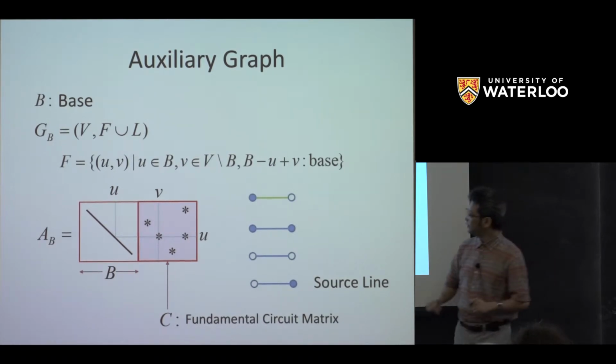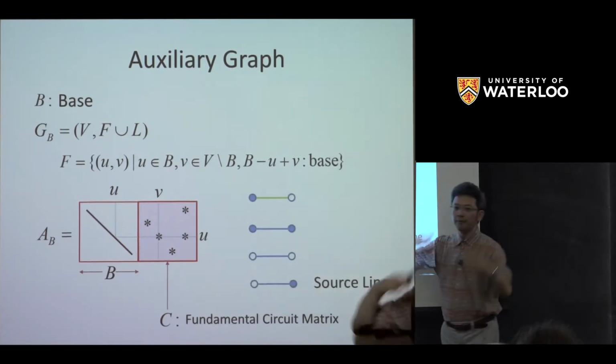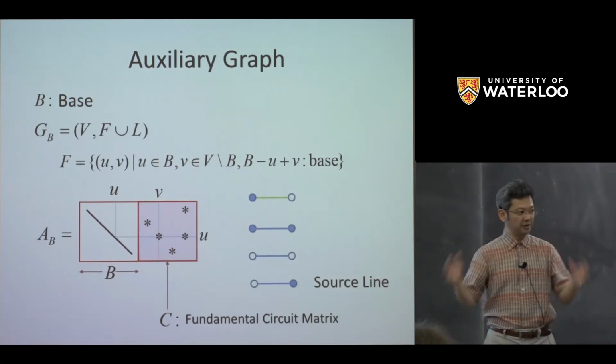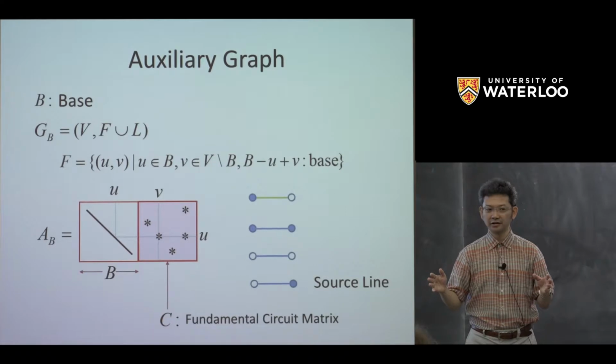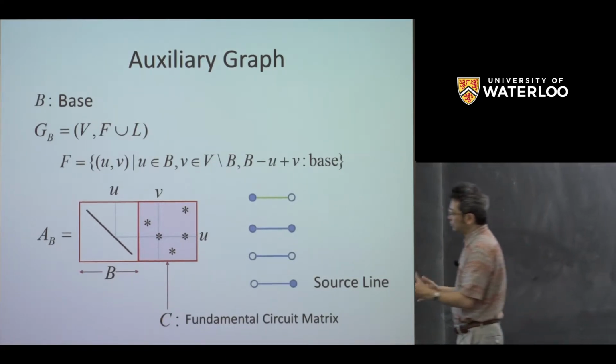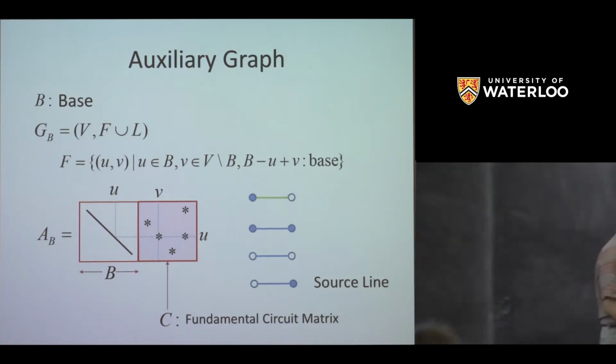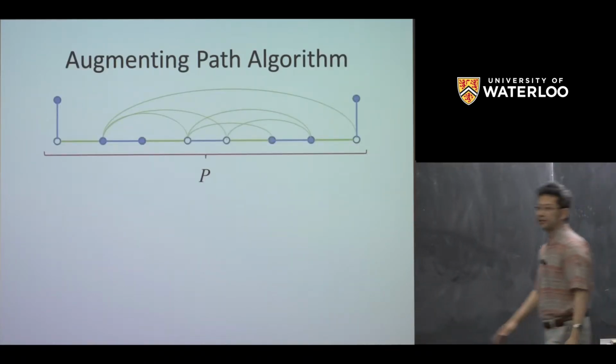If we don't have that one, that means our base is already a parity set, so that must be the maximum one. So what we want to do is to reduce the number of source lines. And how can we do that? This is the basic idea.